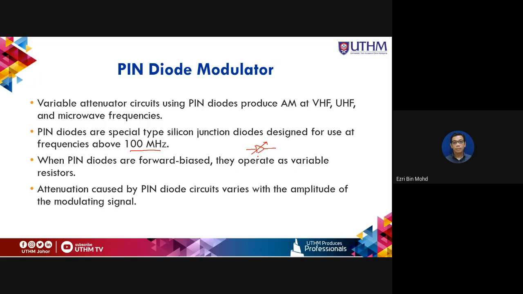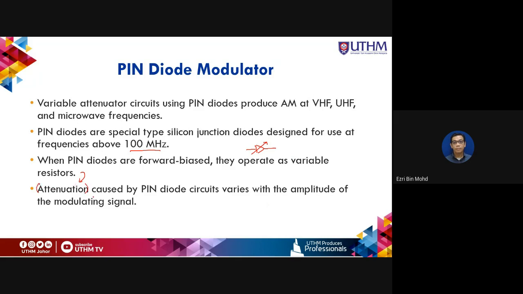So kat sini diode ni akan berfungsi sebagai variable resistor, which is the resistance up to this point can be changed, dia tak constant lah. And then attenuation caused by pin diode circuit varies with the amplitude of the modulating signal. So when this diode acts as a variable resistor, then of course this diode will introduce an attenuation lah.